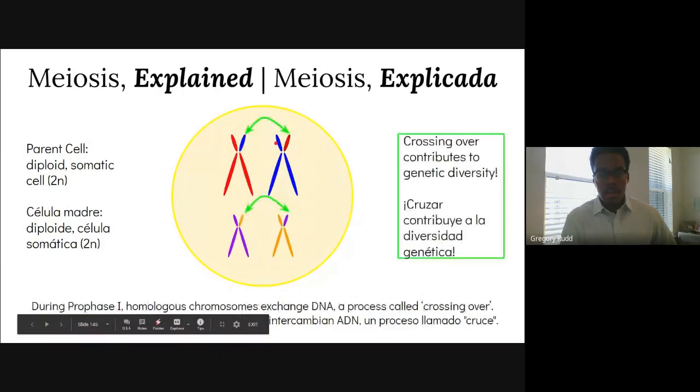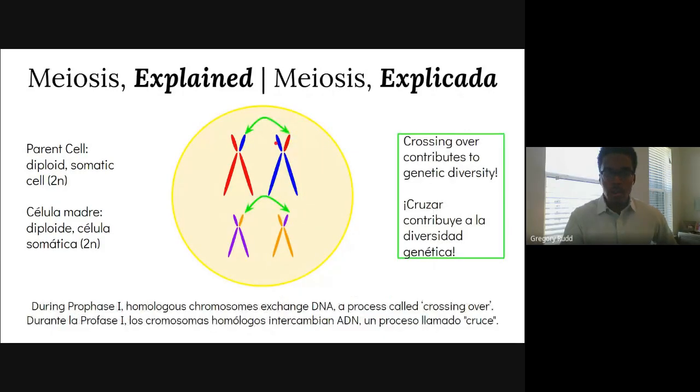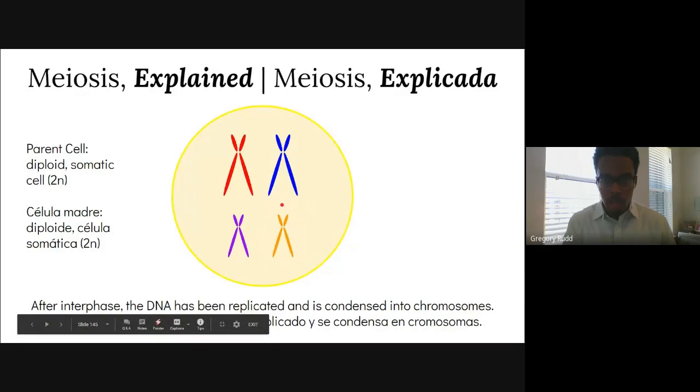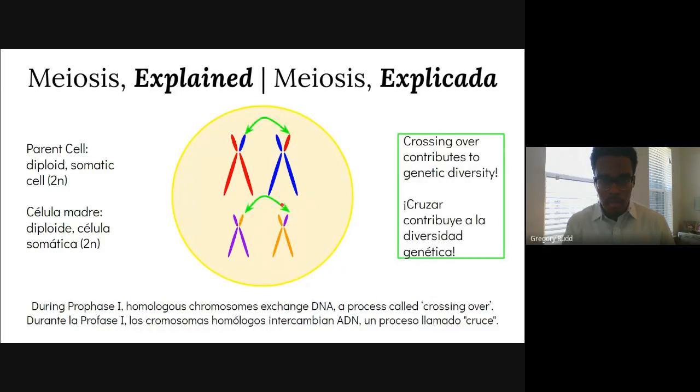The next step is that they would cross over. So you guys may not have caught that, but look at the chromosomes here. We've got one chromosome that is entirely red, one that is entirely blue, one that's entirely purple, and one that is entirely orange. But watch this. They do what's called crossing over, which means that homologous chromosomes, meaning chromosomes that are the same size, exchange just a little bit of their DNA.